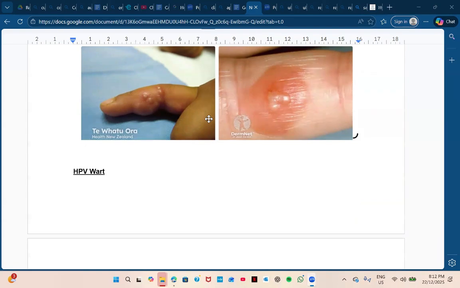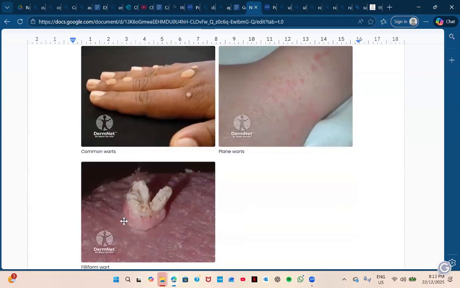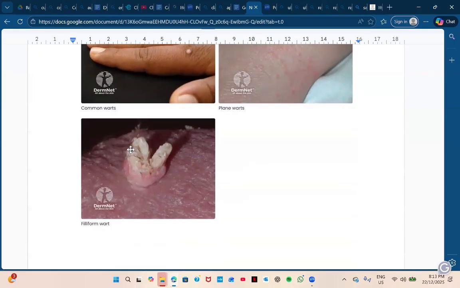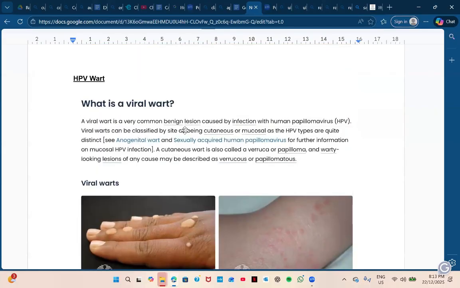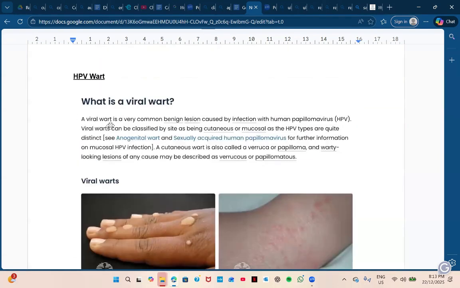Then what about pompholyx? These are itchy vesicles, usually symmetrical. Remember these things. Then in the question they have also given HPV warts. How do these present? It's like a cauliflower, right? Here, the filiform warts, because there are different types of warts. So let's discuss viral warts in the hand. Viral warts are a very common benign lesion caused by HPV.